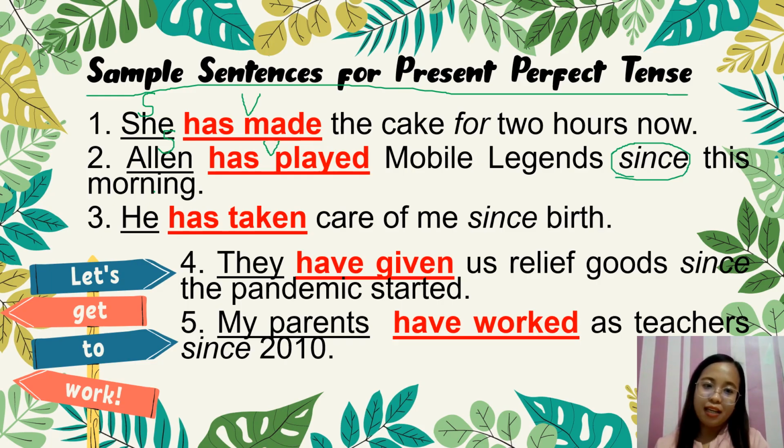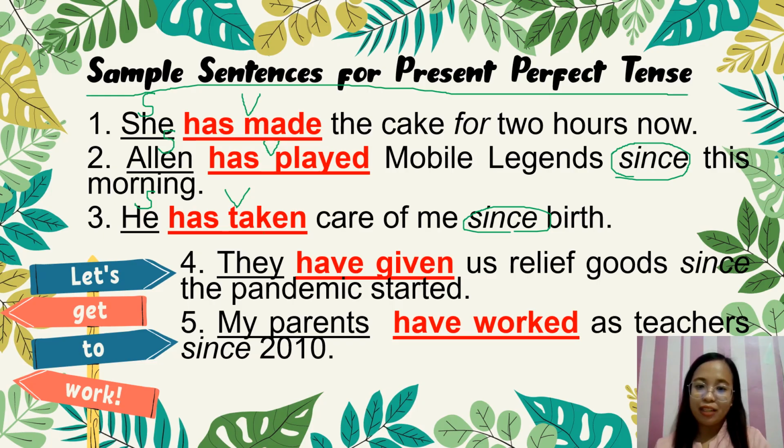Okay, the subject, he, and the verb is has taken. O, bakit na naman has taken? Kasi, ano nga yung he? Singular. Okay. And then the word since. Okay, number 4 naman tayo. They have given us relief goods since the pandemic started.